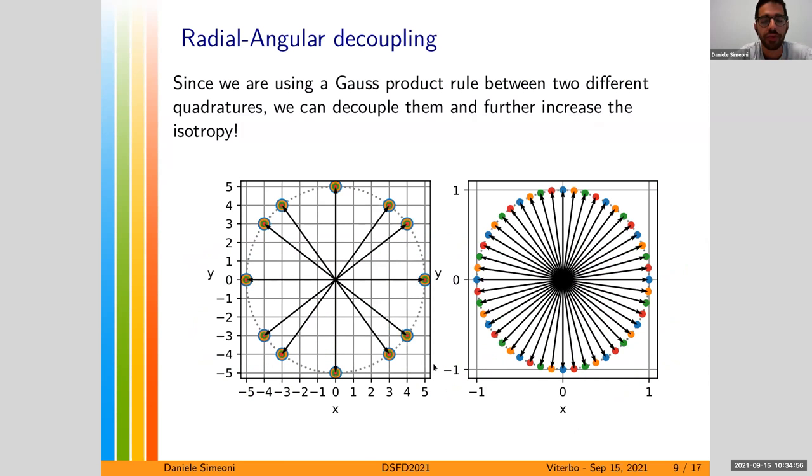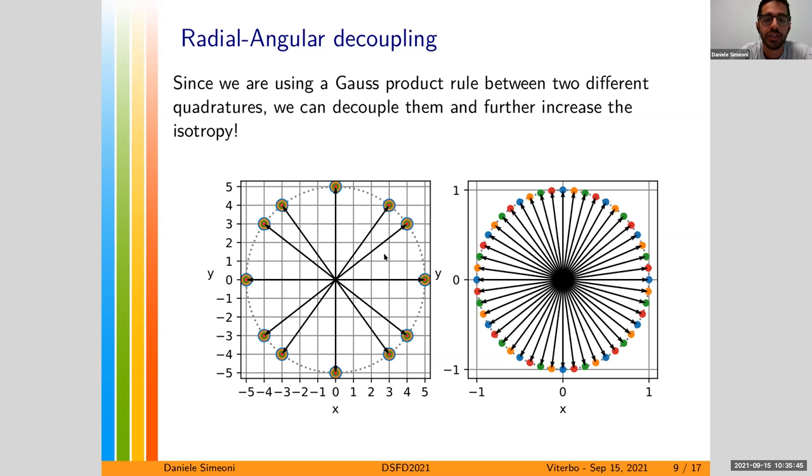Another ingredient that we can use in order to increase the isotropy of our stencil is to decouple the radial quadrature, the quadrature that we're using for the energy, from the angular quadrature that we are using for the space components of the four-momenta. If you decouple these quadratures, which means that for every energy you're using a different angular quadrature, then you obtain a stencil like the one depicted on the right, which gives you a finer discretization of the velocity space, and this is definitely improving the quality of the simulations at high Knudsen number.